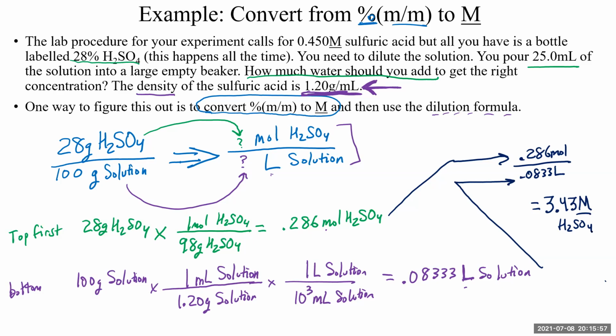Remember, the question was not what's our molarity. The question was how much water should we add in order to dilute this 3.43 molar solution to 0.45. Now that we know the molarity, we can use the dilution formula, because the dilution formula is easy enough to use once you have molarity. To be honest, you can use the dilution formula even with percentages. The only problem is, if you use the percentage, you wouldn't know what your final molarity is. And you were specifically aiming for a particular molarity.